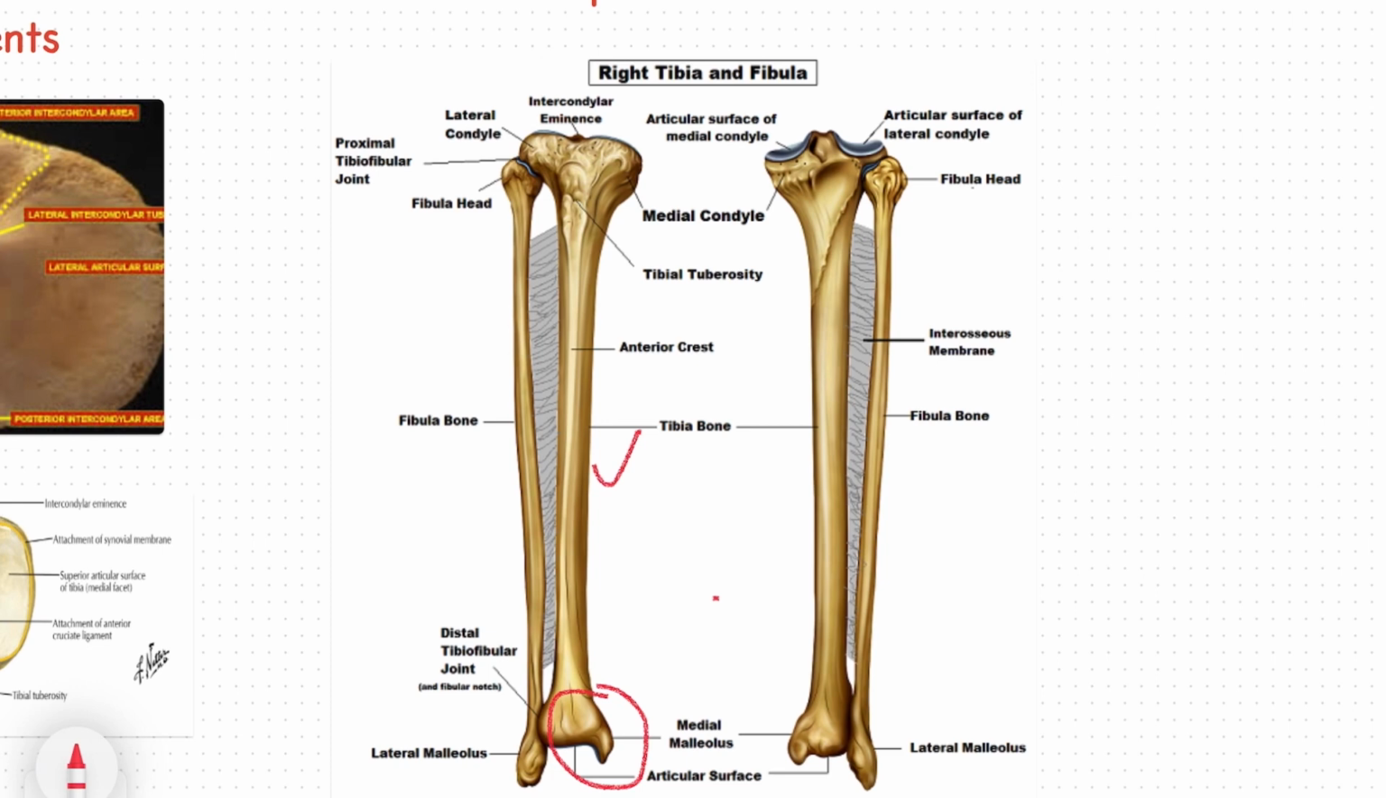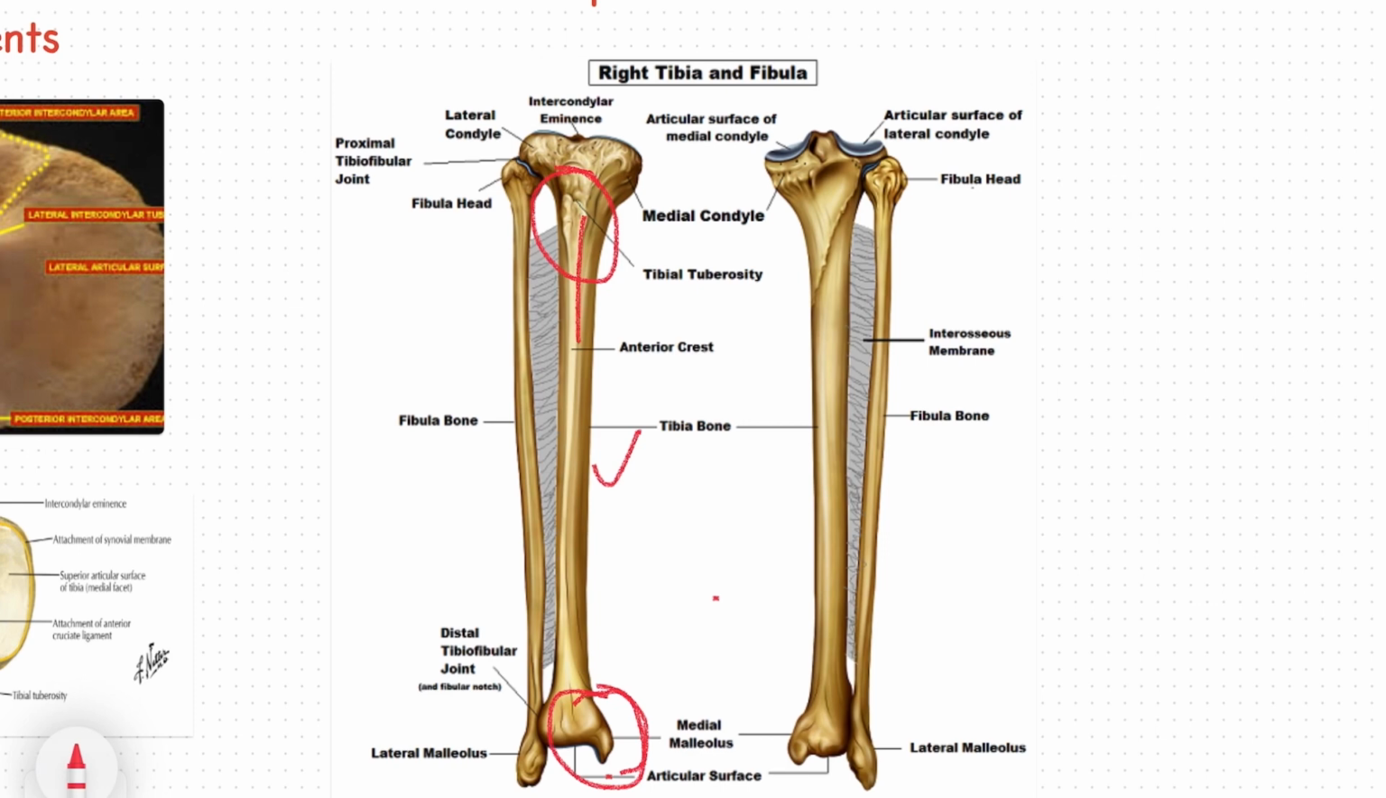We have a bony projection at the lower end, which is known as the medial malleolus. So it will help you to determine the medial side as well as the lower end of the tibia. And anteriorly at the upper end, we have the tibial tuberosity. So this tibial tuberosity is placed anteriorly and it determines the upper end as well. So it will help you to identify the site of the tibia.